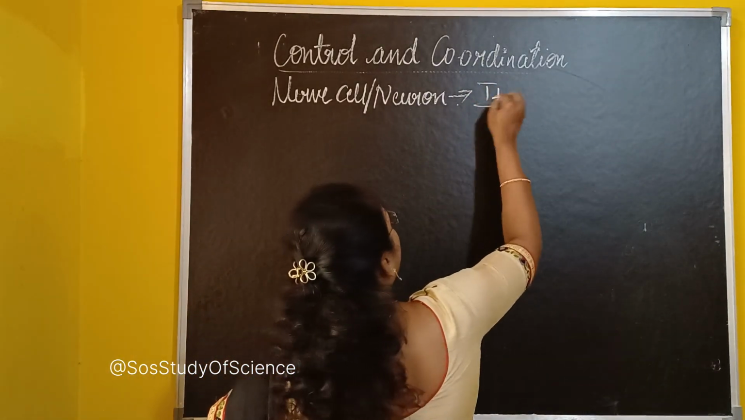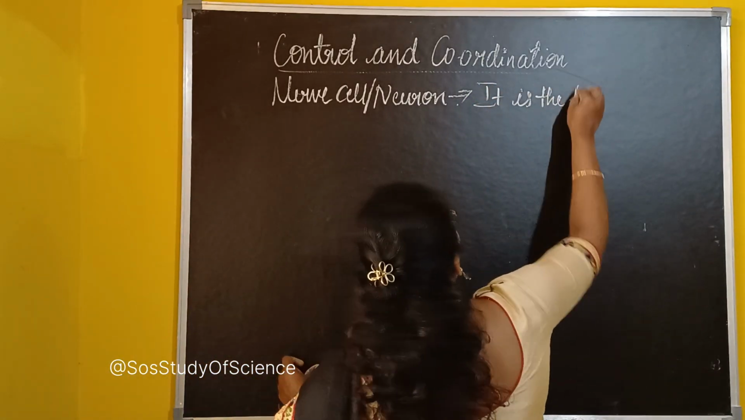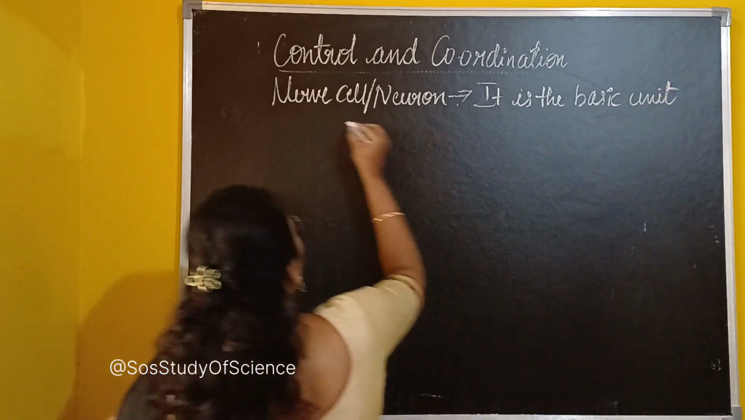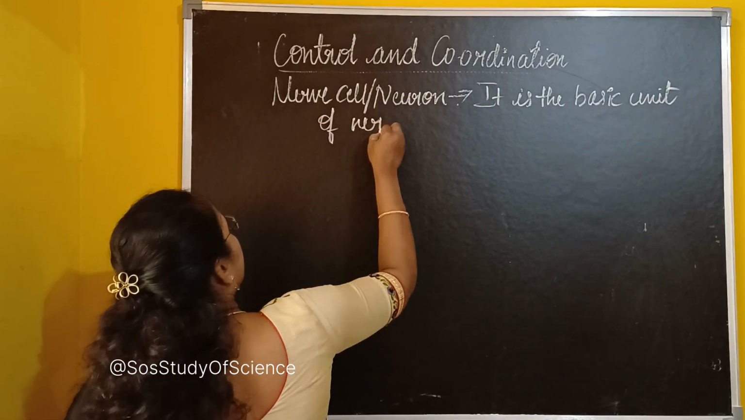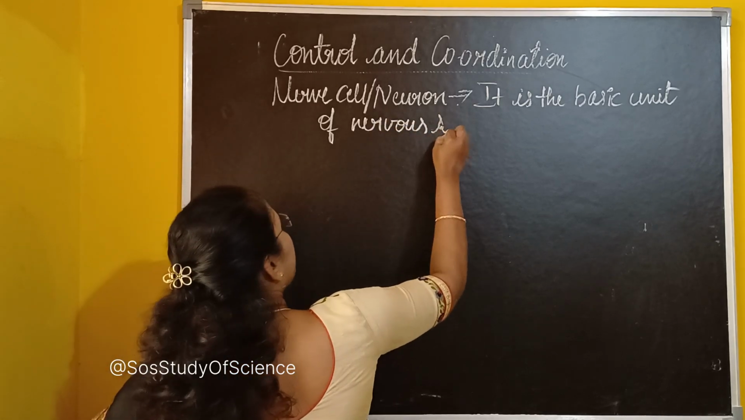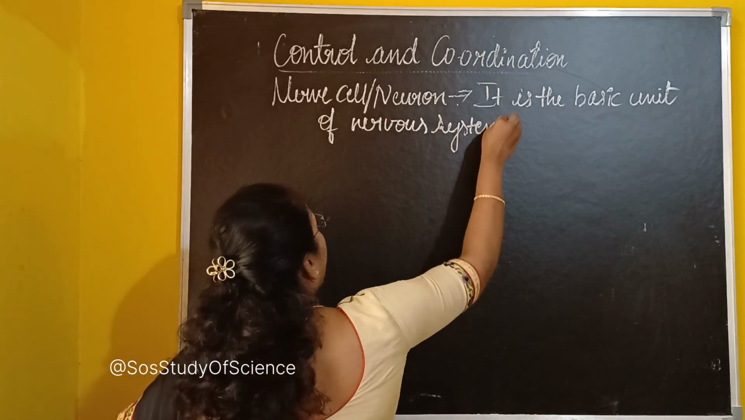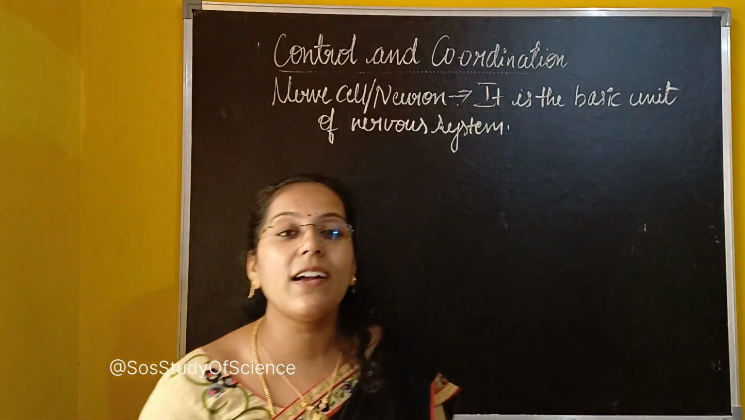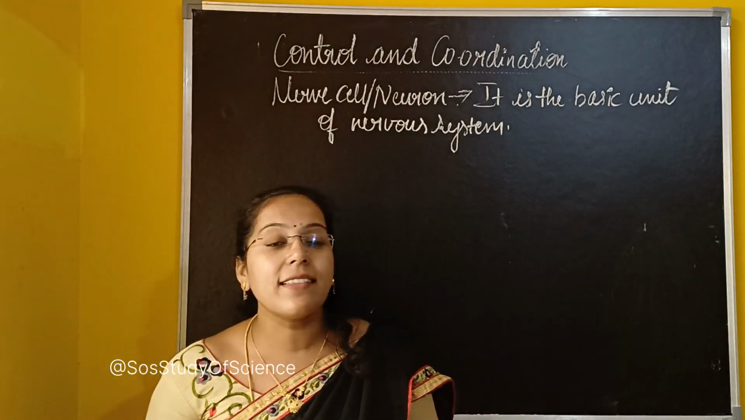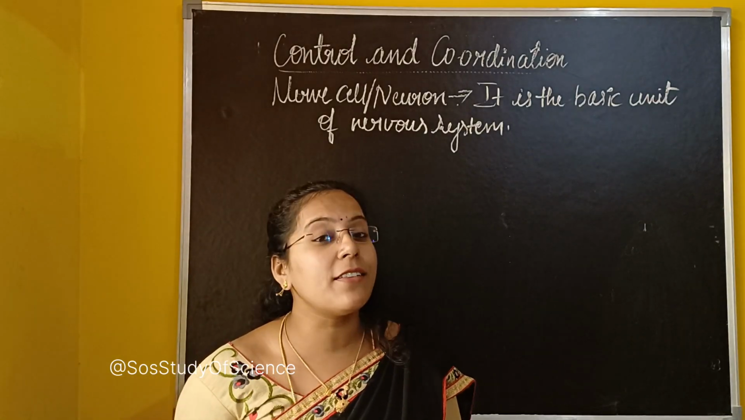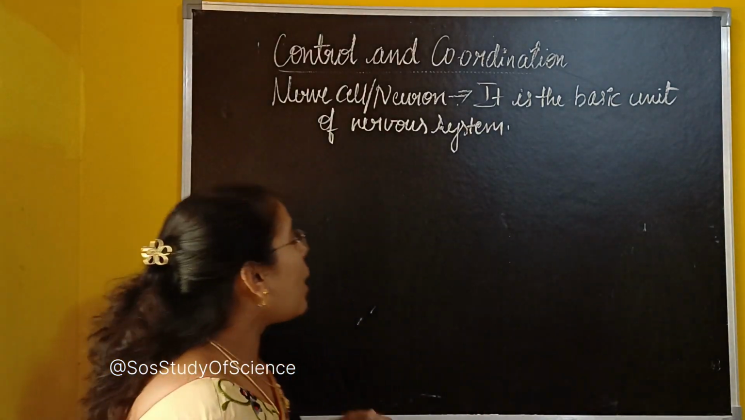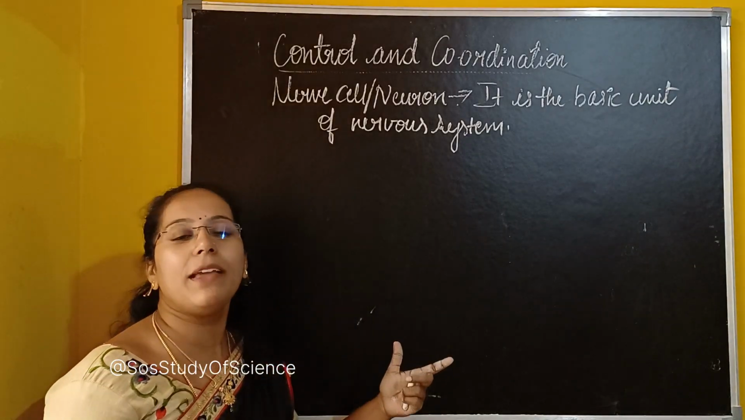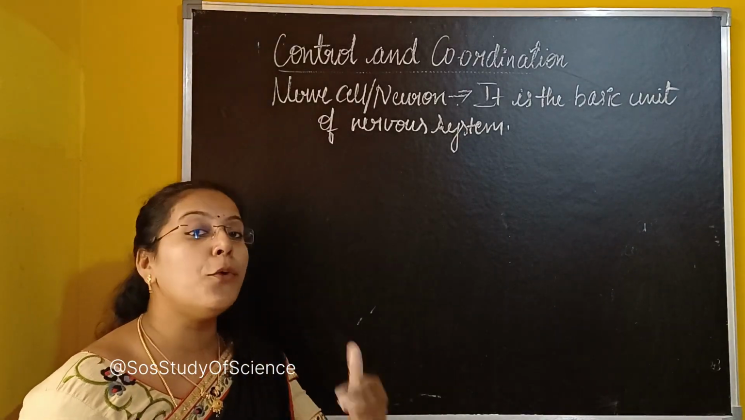The basic unit of the nervous system is called the nerve cell. I hope everyone knows the diagram of the nerve cell, because in class 9 you all had the concept of nervous tissue, correct? So now let's write this diagram. Please take a pencil and write along with me. They can ask this in the examination for 2 marks.